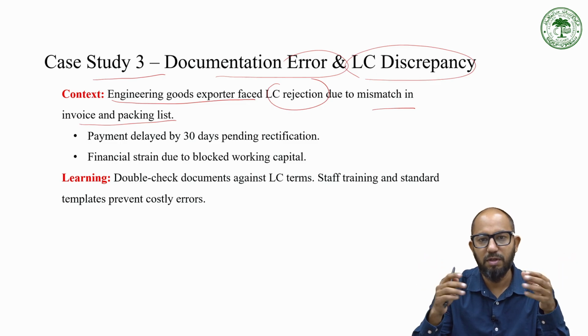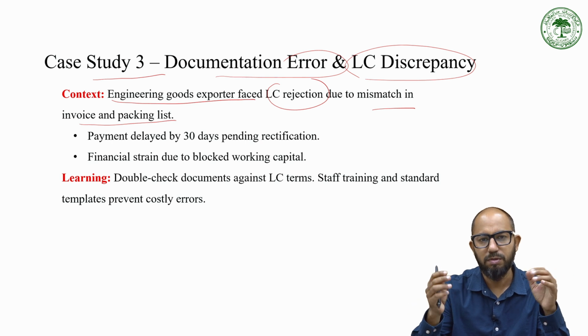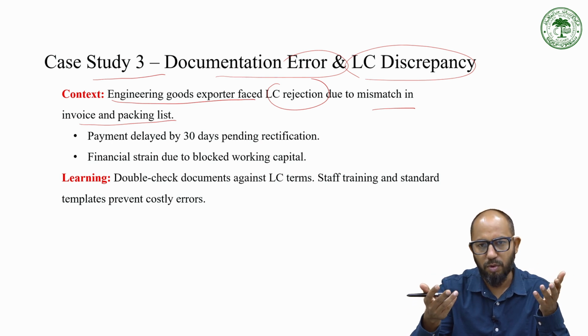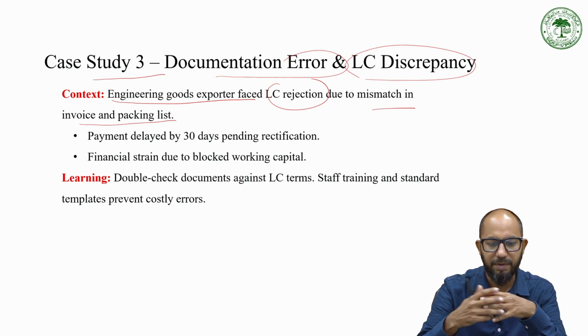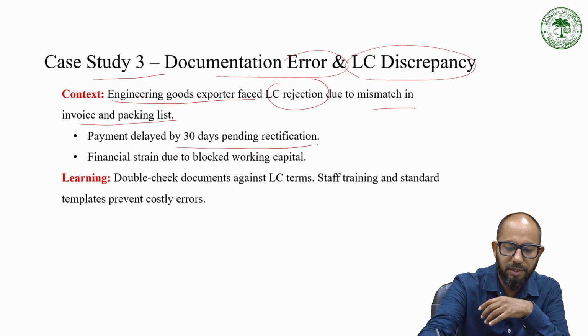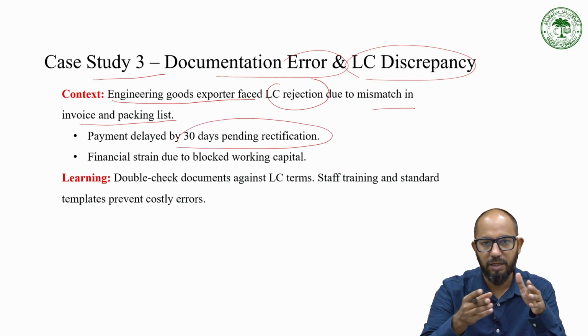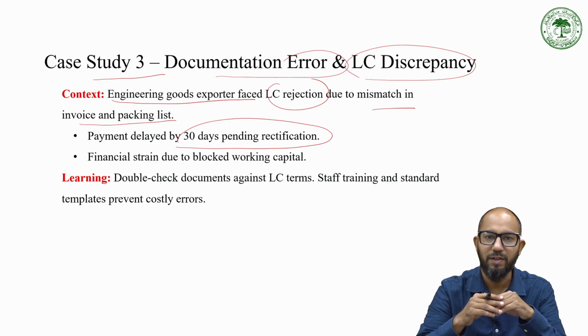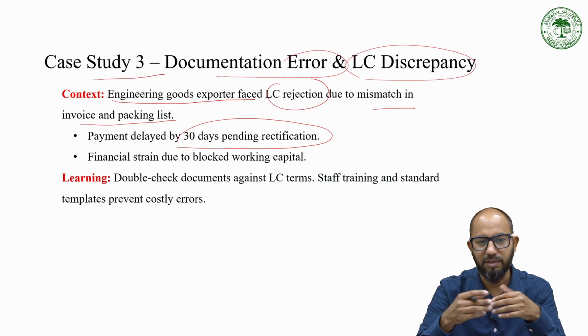And the reason being there is a mismatch in the details between invoice and packing list. This may be based on the quantity, maybe on the specification, maybe on the pricing. Anything can happen. Because of this, what has happened? The payment has been delayed by 30 days pending rectification. Now the exporter has to rectify the mismatch between invoice and packing list, and then the engineering goods will be exported, which will take another 30 days.